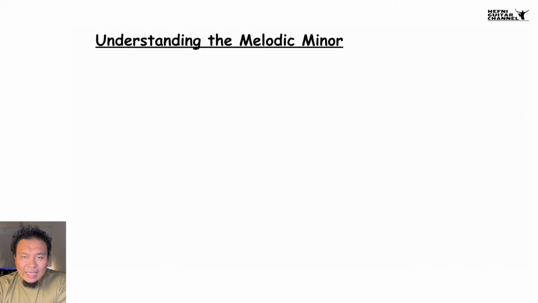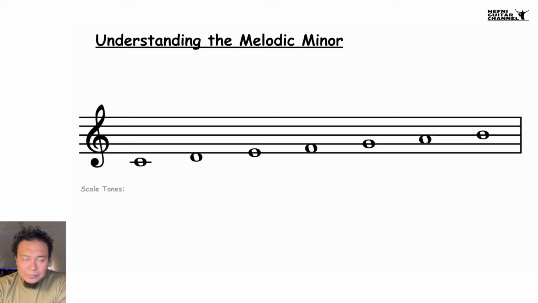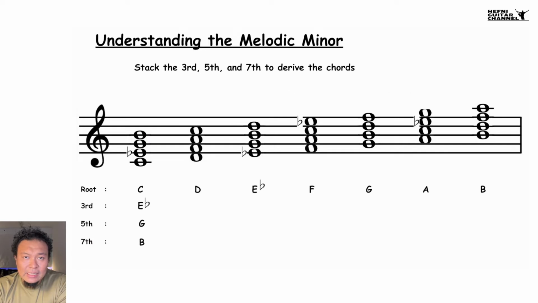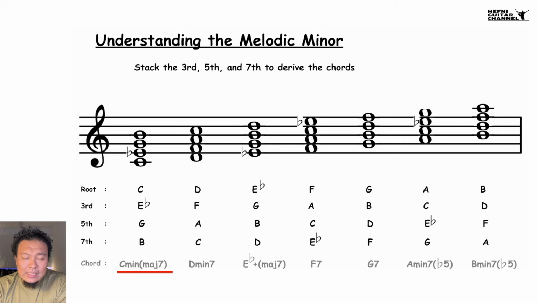Okay, the melodic minor scale, let's do C melodic minor. So the notes are C, D, E flat, F, G, A, and B. So if we were to stack the notes in thirds, then we would get C minor major 7, D minor 7, E flat augmented major 7, F dominant 7, G dominant 7, A minor 7 flat 5, and B minor 7 flat 5. So take a minute and analyze these. You can freeze the video, analyze the intervals to get the chords.